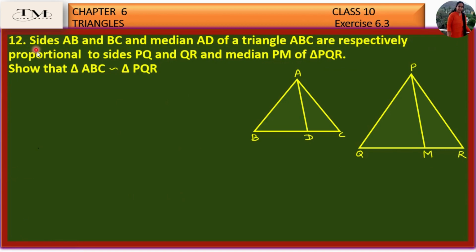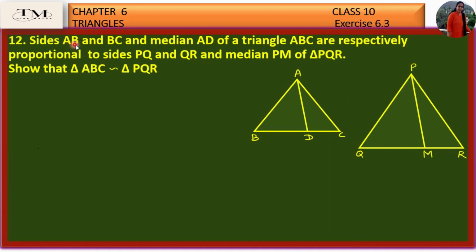12th one. What is that? Sides AB and BC and median AD of a triangle ABC are respectively proportional to sides PQ and QR and median PM of a triangle PQR. We have to show that triangle ABC is similar to triangle PQR. So both the triangles, big triangle ABC and this big triangle PQR are similar. We have to show that.